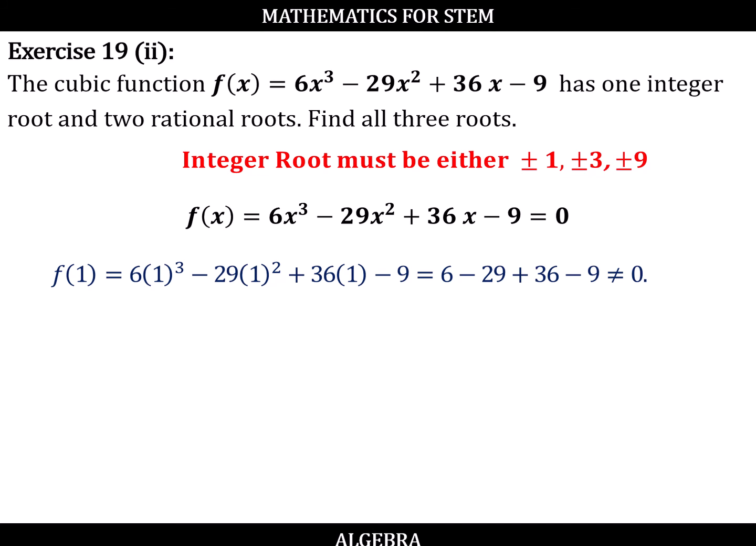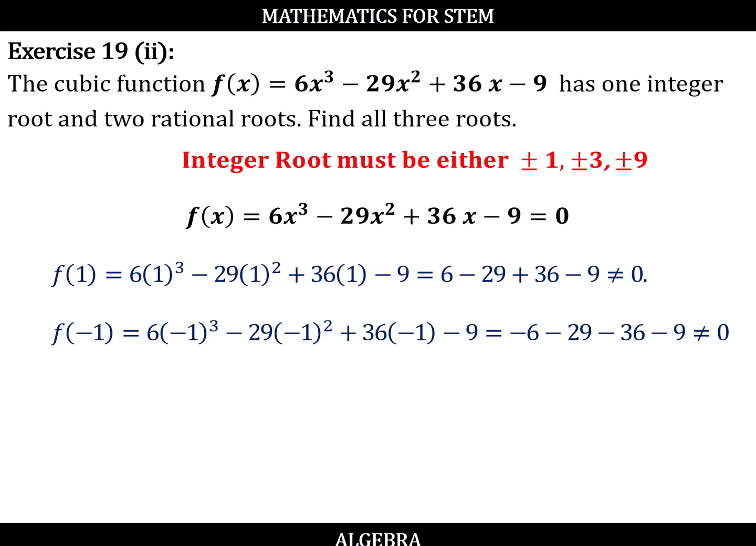Next, we're going to check when x equals minus 1. Minus 1 by minus 1 by minus 1 is a minus 1, by 6 gives minus 6. Minus 1 squared is plus 1, plus 1 by minus 29 is minus 29. 36 by minus 1 is a minus 36, and we still have a minus 9 at the end. Now all of those numbers are minus, so that cannot equate to 0. Next, we're going to try when x equals plus 3.